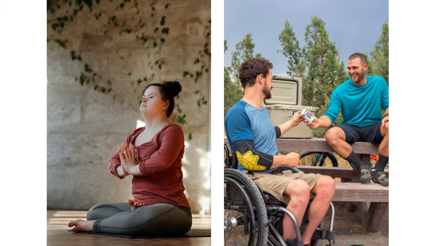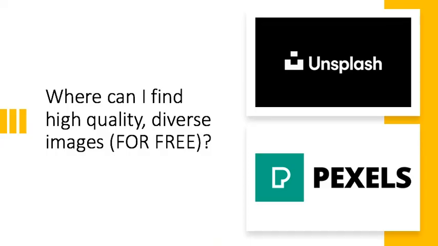All right, you might be thinking, Liz, you have such great photos in this slideshow. Where can I find high quality, diverse images and for free? Two sites that I really like and I think include a lot of diverse images are Unsplash and Pexels. The great thing about these is they are free. You don't even have to sign up for an account. You can just Google them, type in keywords for images you're looking for, and they will come up. And then you can download the images for free and include them into your slides.